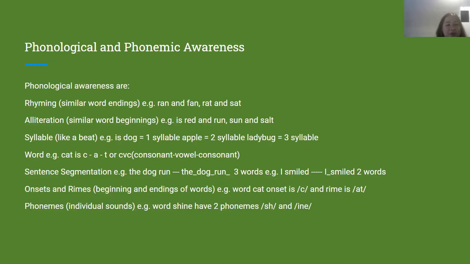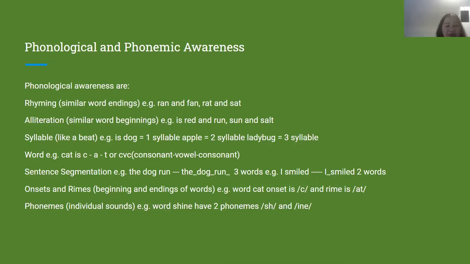Word example: cat is CVC, consonant, vowel, consonant. Sentence segmentation. Example: the dog run. The dog run, 3 words. Another example: I smile. I smile, 2 words.